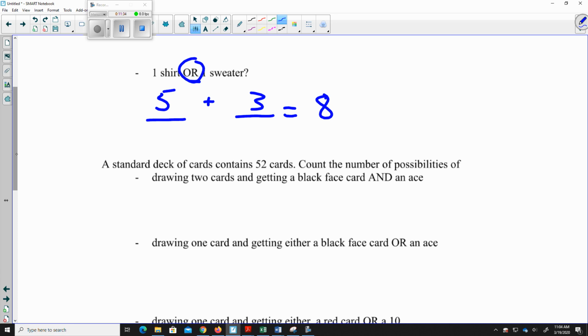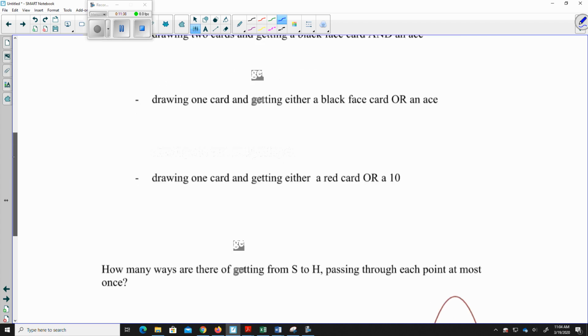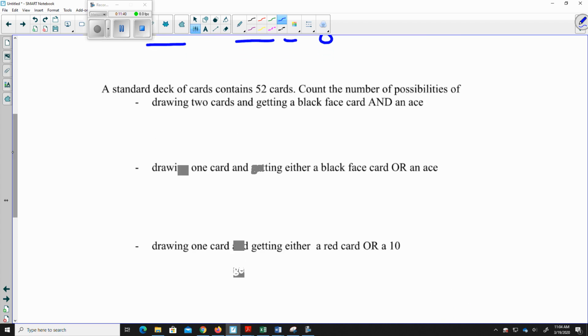All right, so now the next one, a standard deck of cards. Just for the record, I love card questions. All right, there's so many different possibilities that I can ask with this stuff. So make sure you familiarize yourself with the deck of cards. There's the 4 suits: ace, hearts.